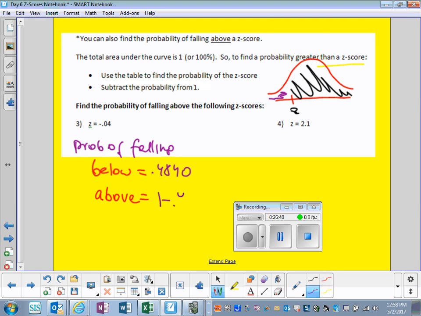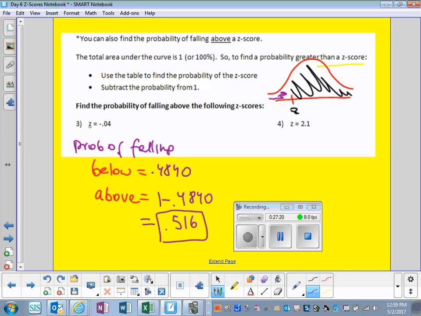1 minus 0.484, which is 0.516. Yep, and that would be our final answer. So the probability of falling below the z-score we can find from the table. Just be very careful when you read it, and then the probability of falling above it would be just 1 minus that.